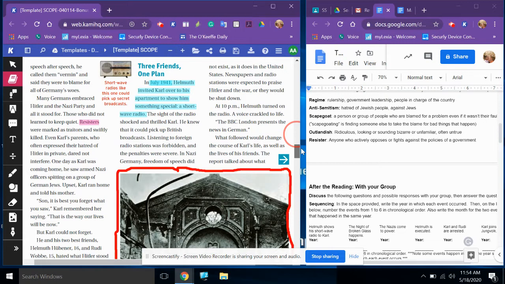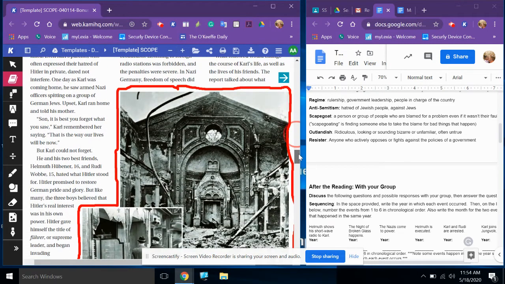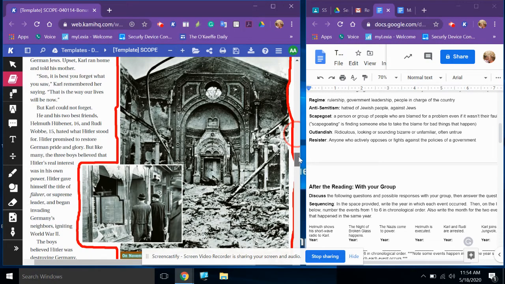One day, as Karl was coming home, he saw armed Nazi officers spitting on a group of German Jews. Upset, Karl ran home and told his mother. "Son, it is best you forget what you saw." Karl remembered her saying that that is the way our lives will be now. But Karl could not forget.